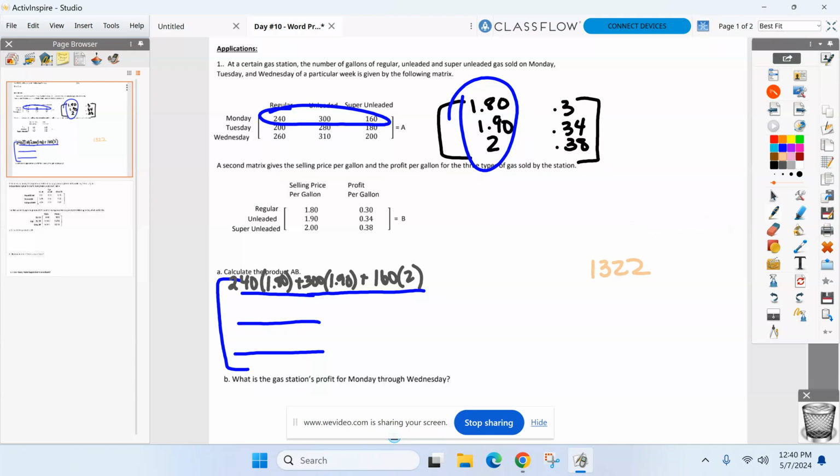Okay, ready? Row 1, column 2, 234.8. That's row 1, column 2. So 240, 300, 160 with the 0.3, 0.34, and 0.38.